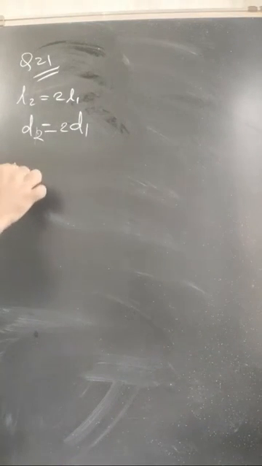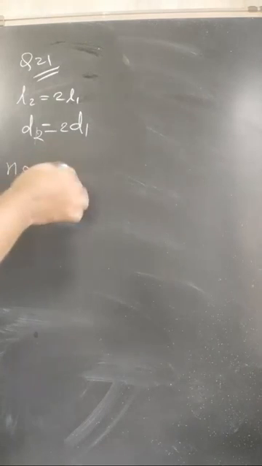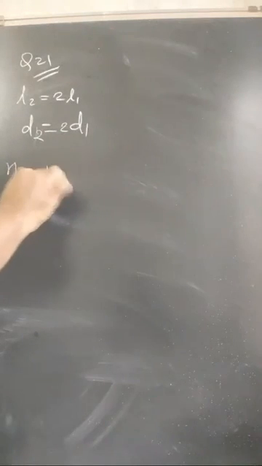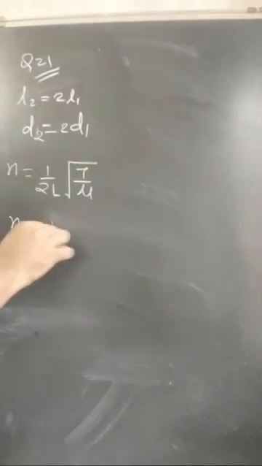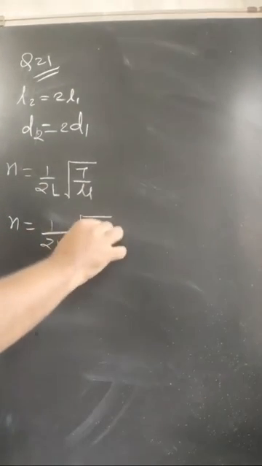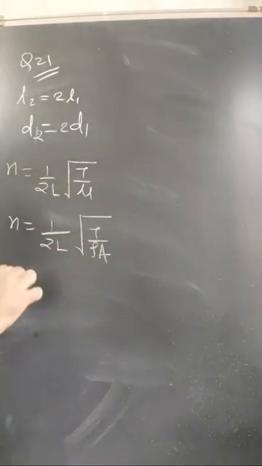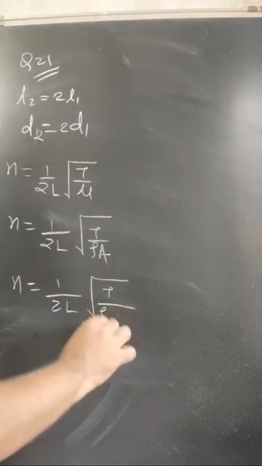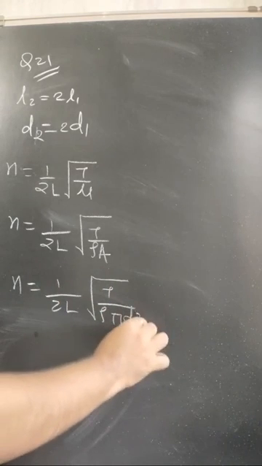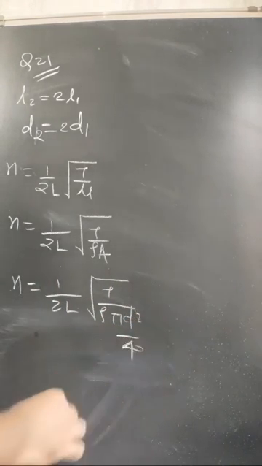Come on, students. Frequency is proportional to, or the other formula is 1 upon 2L root of T by mu. Frequency will be equal to 1 upon 2L root of T upon rho A. Frequency will be equal to 1 upon 2L root of T upon rho into pi d square by 4.